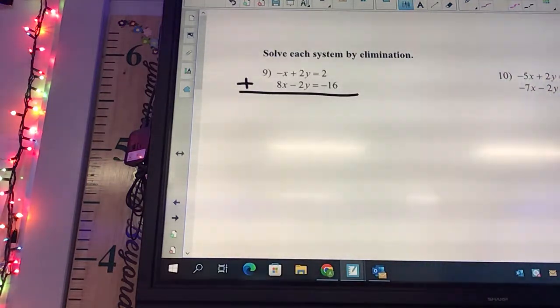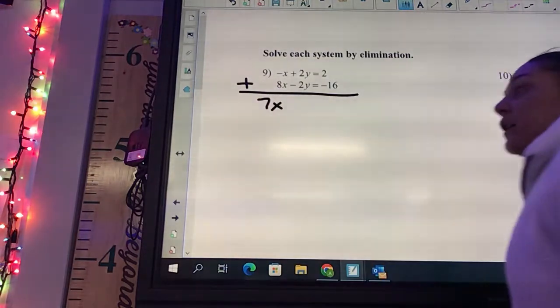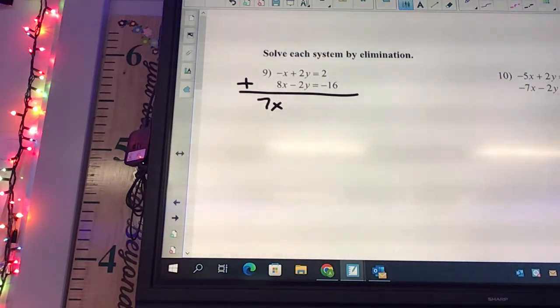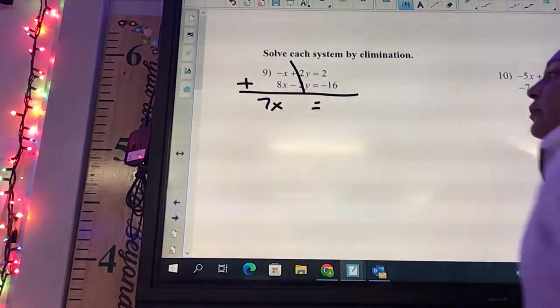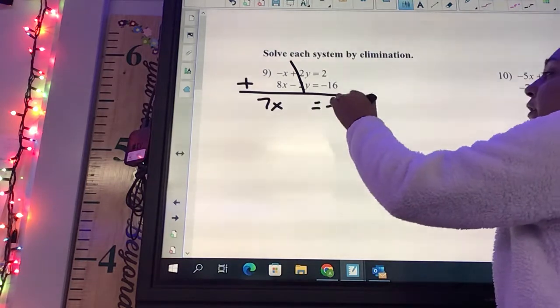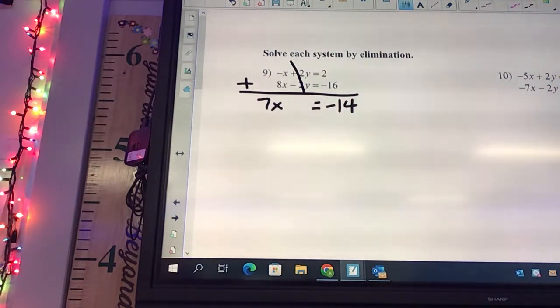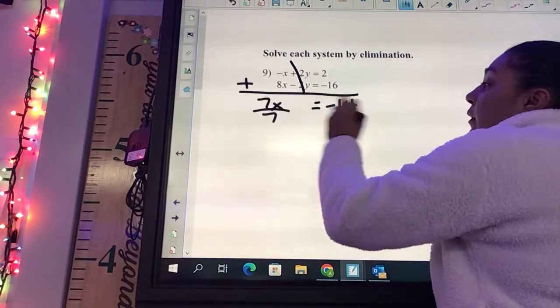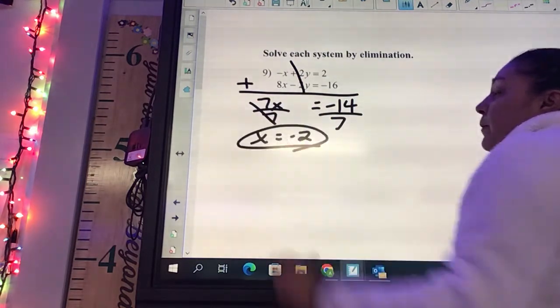Okay, and so I got -1 plus 8. It's going to give me 7x. 2 plus -2 is 0, aka they cancel. 2 plus -16 is going to be -14. Okay, and then we're going to divide by 7. Okay, and so we get x equals -2.